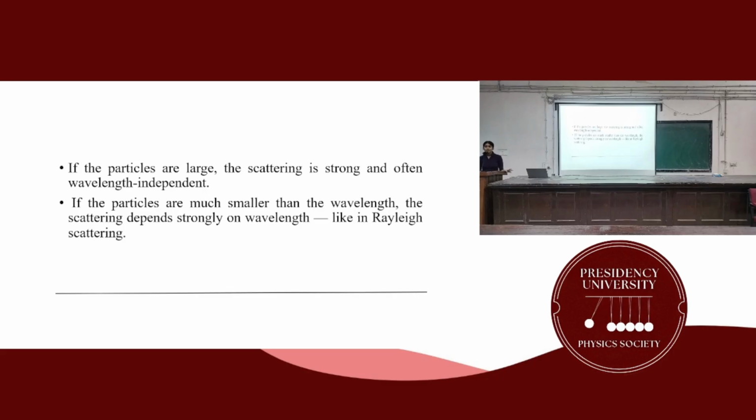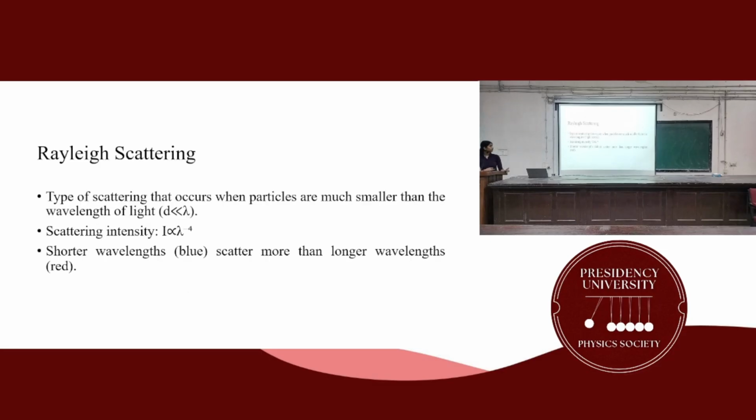If the particles it is interacting with are much larger, then it doesn't depend on the wavelength. Then we call it Mie scattering. And if the particle is much smaller than the wavelength of the light, then it depends strongly on the wavelength. This is Rayleigh scattering, and this is what I will be talking about. The scattering intensity during Rayleigh scattering varies inversely with the fourth power of the wavelength, and from here we can easily say that shorter wavelengths scatter more than longer wavelengths.